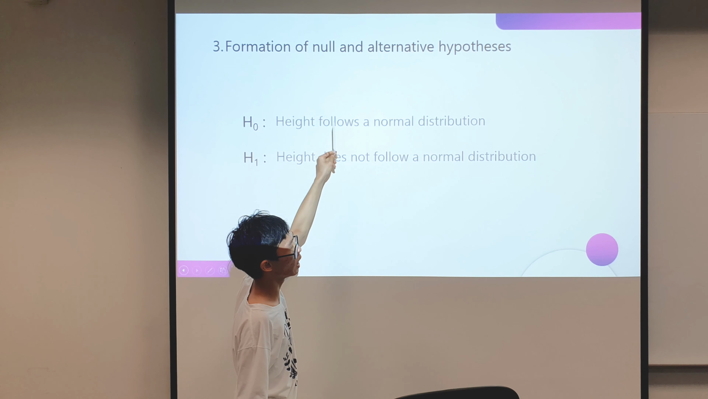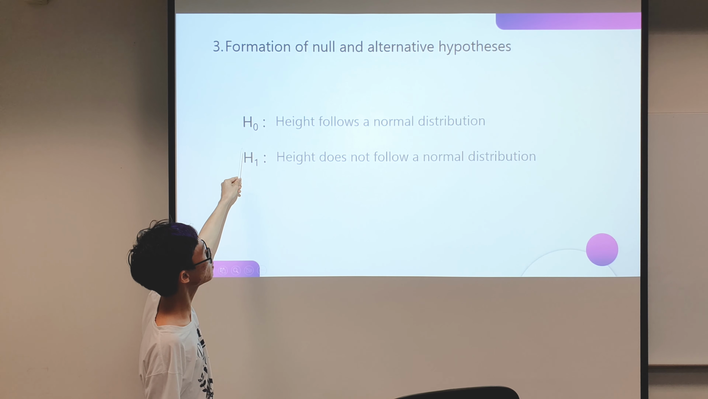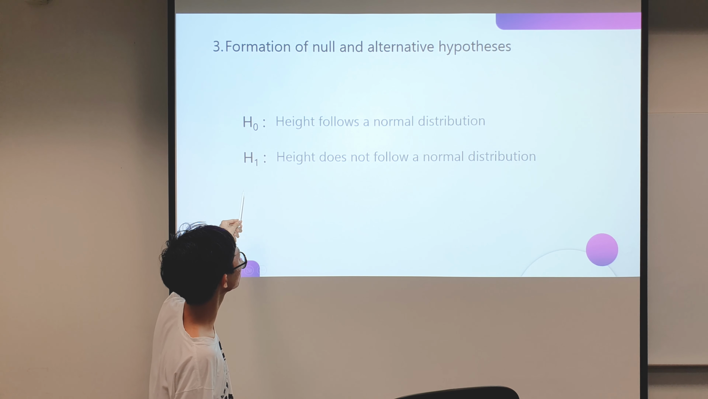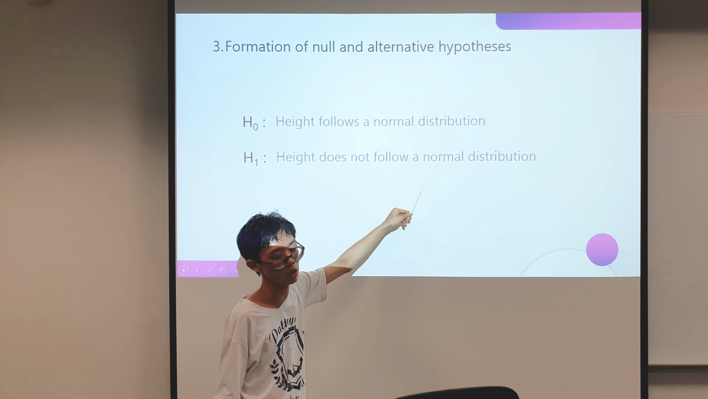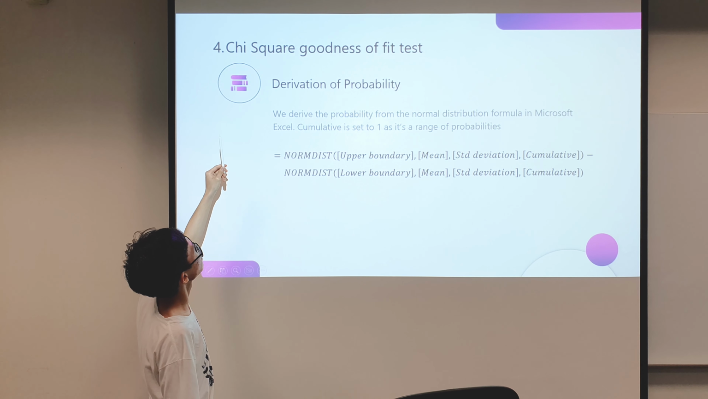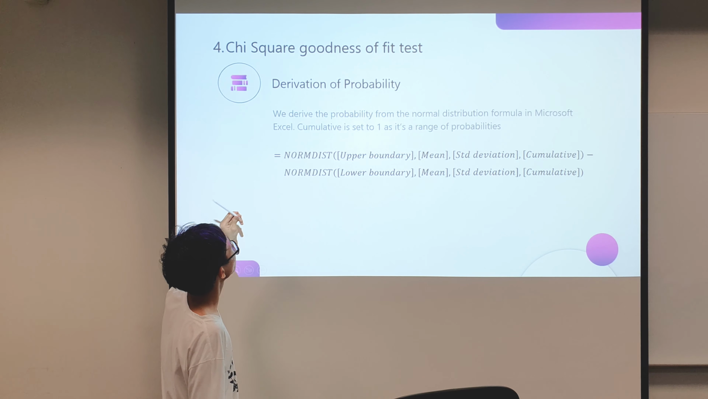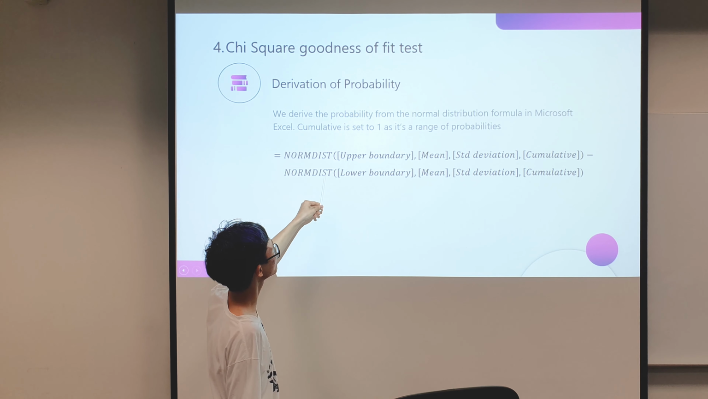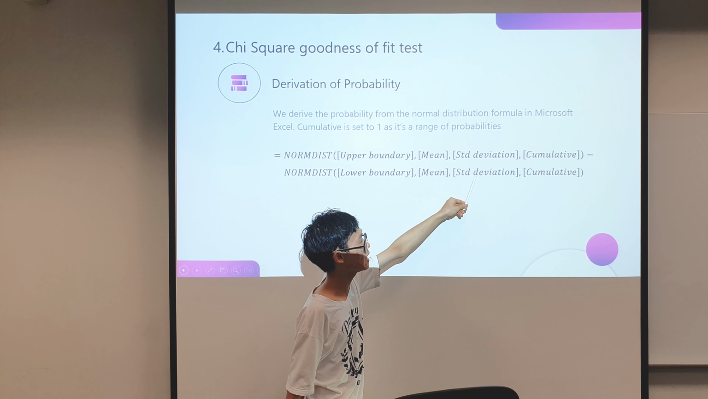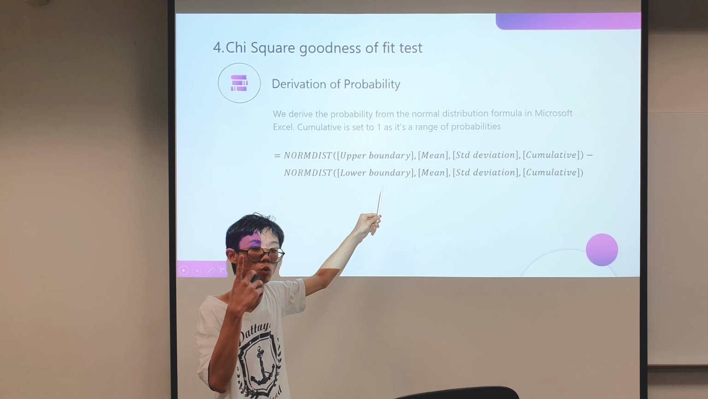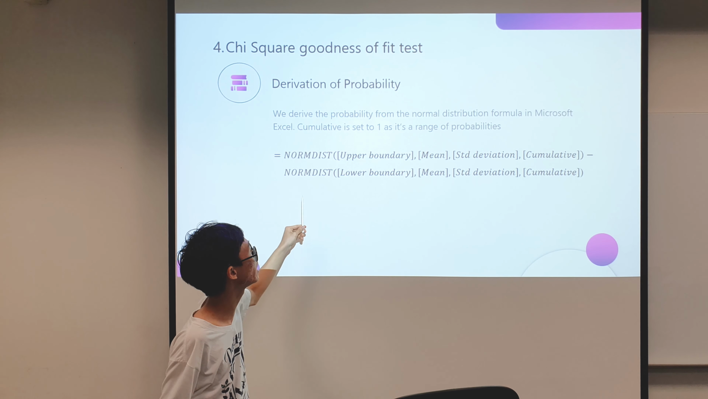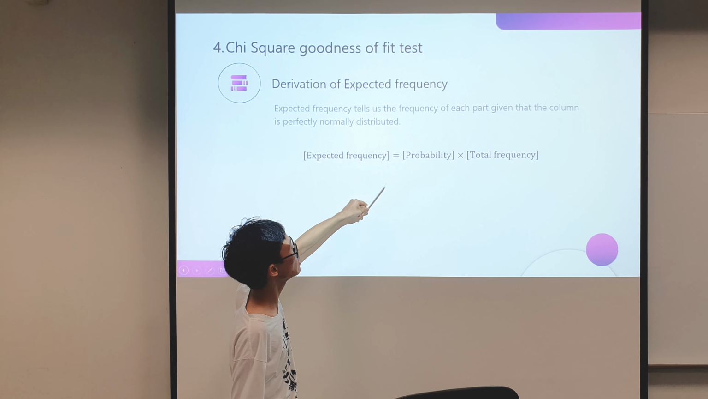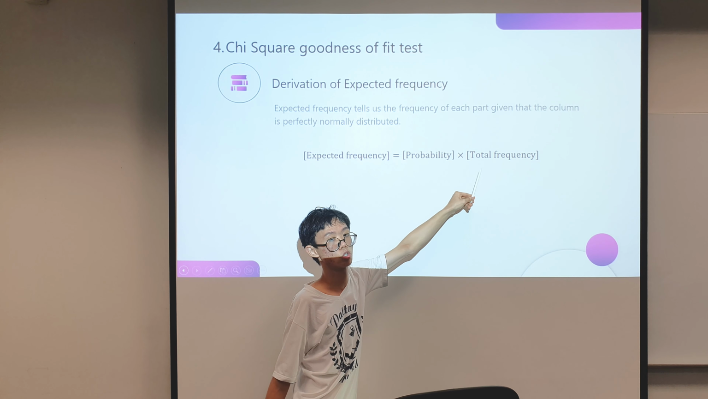Then, we formulate the null and alternative hypothesis. The null hypothesis states that height follows a normal distribution, while the alternative hypothesis states that the height does not follow a normal distribution. Then for our chi-square goodness of fit test, we first have to derive the probability for each part. We use NORM.DIST followed by the upper boundary, mean, standard deviation, and cumulative is set to 1 because we are finding the range of probabilities. Then we derive the expected frequency by multiplying probability by the total frequency.